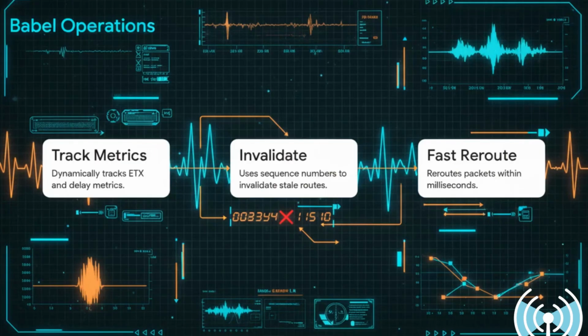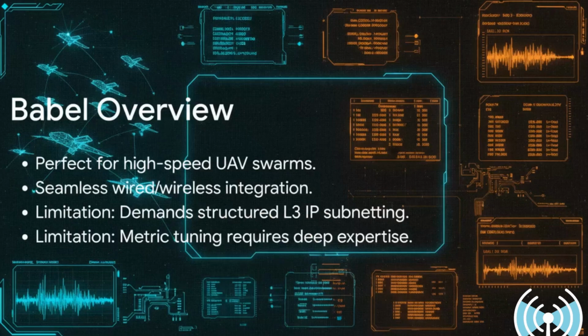It manages this chaos because it tracks multiple routing metrics at the exact same time, things like expected transmission count and packet delay. It just adapts to degrading signals seamlessly on the fly. And by using destination sequenced numbers, it instantly invalidates stale routes. We're talking about rerouting packets in literal milliseconds when physical links break and reform. It is unbelievably fast. Tactically, this makes Babel an absolute powerhouse for high-speed UAV swarms or fast vehicular convoys. It even seamlessly integrates mixed wired and wireless topologies on the fly.